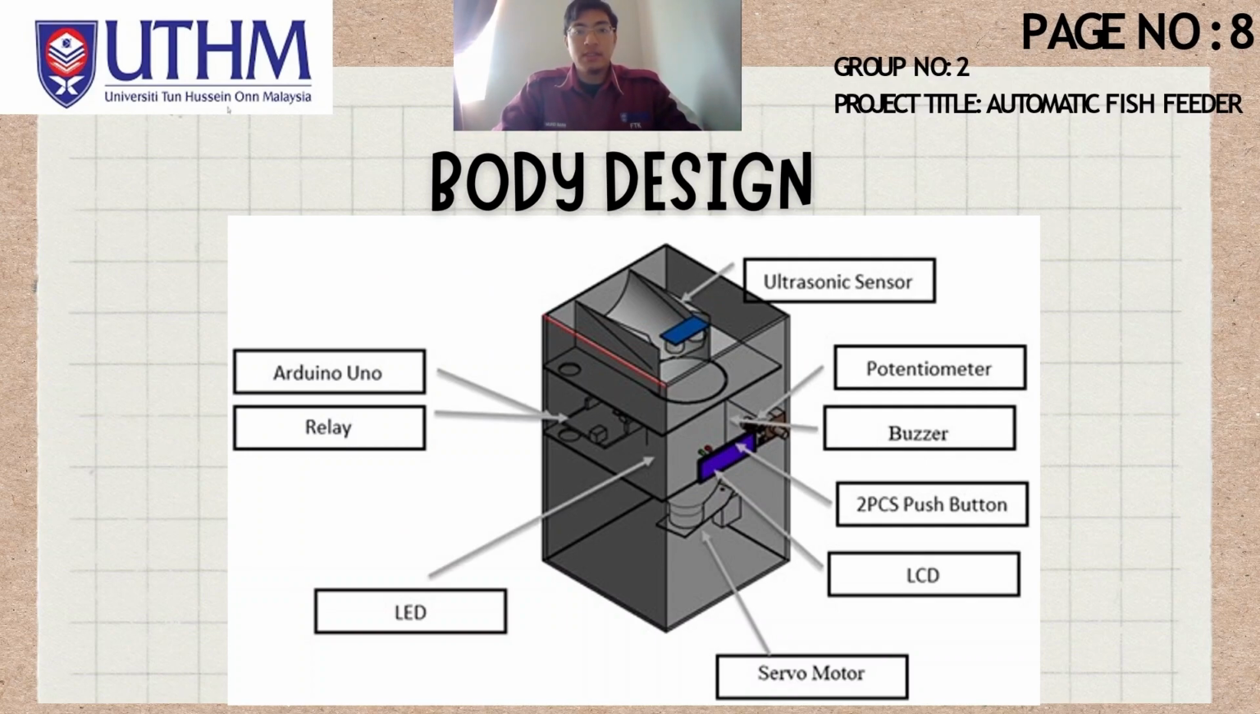So this is the body design of our project. It shows that the ultrasonic sensor is at the top of the food container, and the Arduino, relay, and all the wiring are inside the body. The LED, LCD, push button, buzzer, and potentiometer are in front of the body, and the servo motor is at the bottom of the food container. And this is the design.